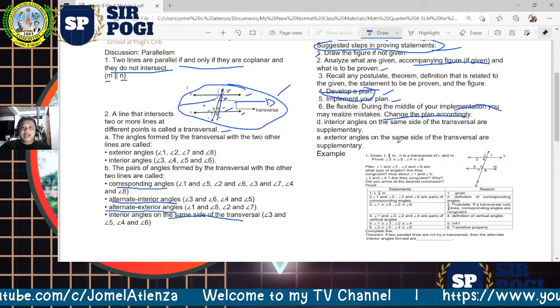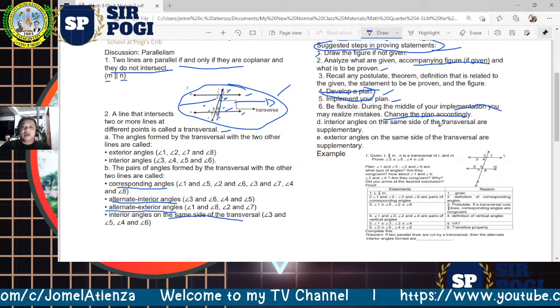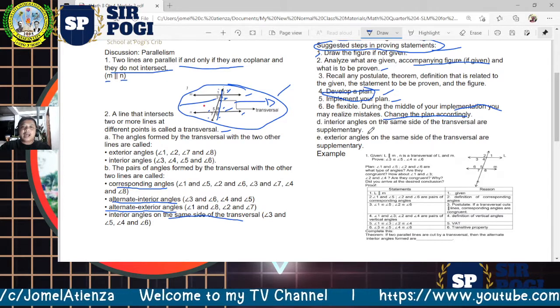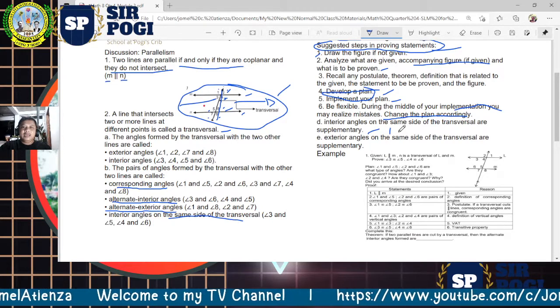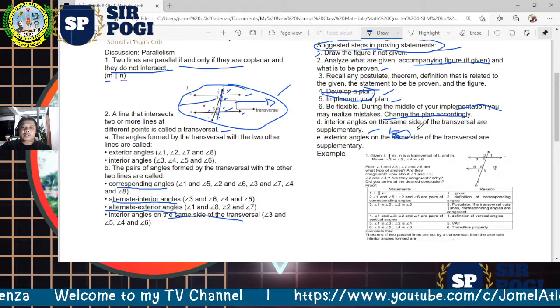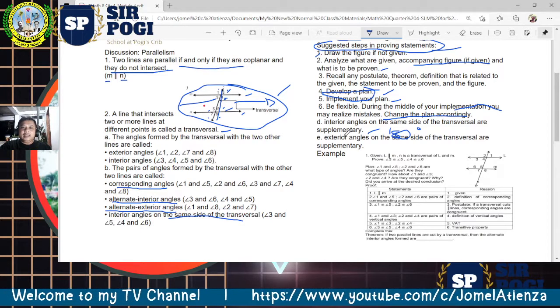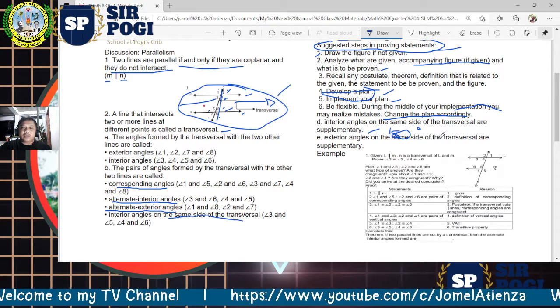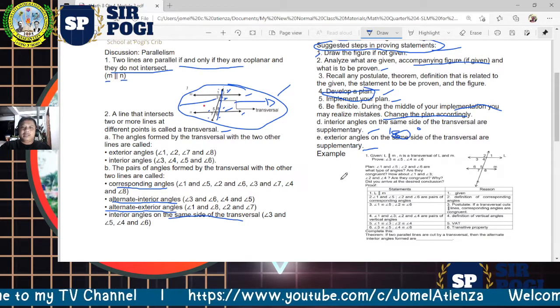Okay? Then, next is, the interior angles on the same side of the transversal are supplementary. Yun po yung tinutukoy ko kanina. Kailangan siya ay 180 degrees din po. So, ang summation niya 180 degrees din. And then, the exterior angles on the same side of the transversal are also supplementary din po.